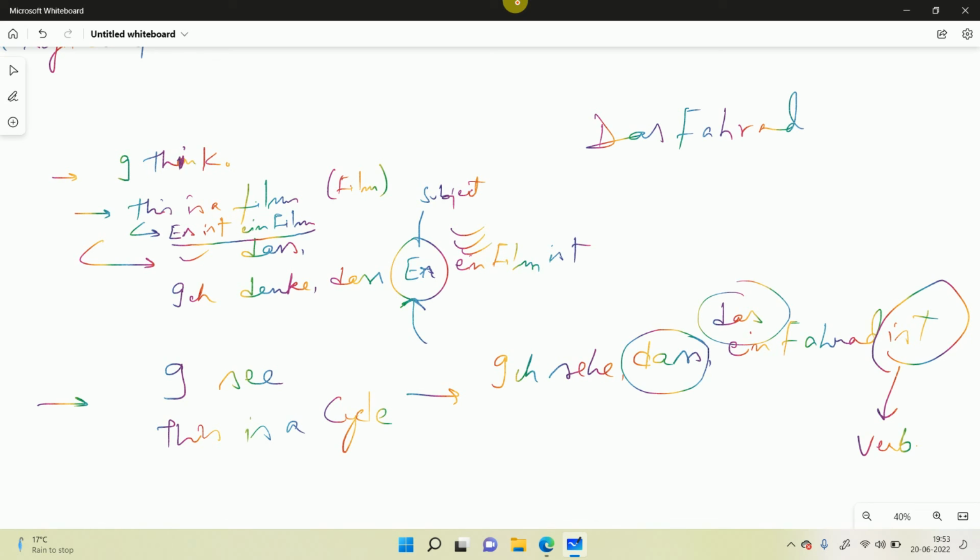One is das, which is actually the neutral gender, and there is this das, which is actually a conjunction. Excuse me. Yeah, bitte. It's not F-A-H-R-A-D. It's F-A-H-R-R-A-D. Okay, perfect. Vielen Dank.